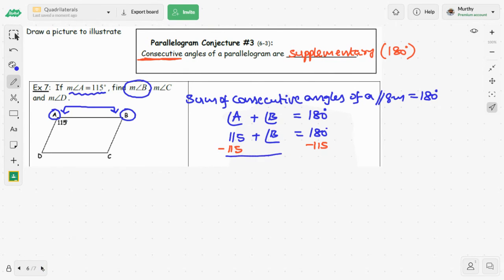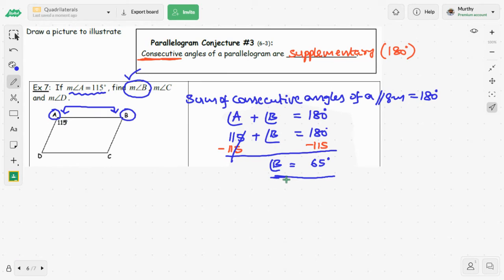So 115, take away this one, angle B equals 65. If you want, you can make use of a calculator to check the answer. Angle B is 65 degrees. Well, I'm done with B.